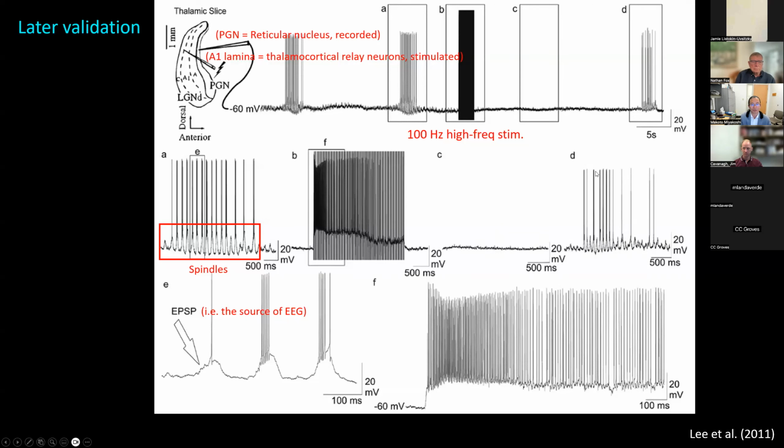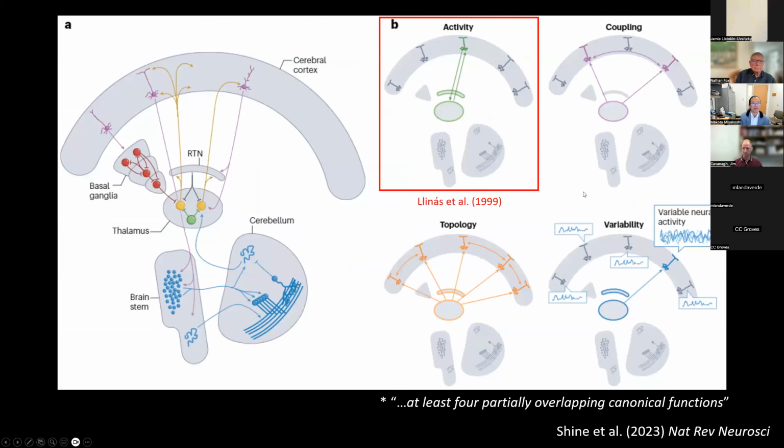So these things are clarified and validated later in this way. That Linus 1999, I think, is the explanation about the activity. So when we see the scalp recorded EEG, what is the generative mechanism of that? Well, if it shows the pathological signs, then probably the thalamic nucleus, and particularly the reticular nucleus, is not working well, so that the thalamus is bursting in a mindless way, as Linus said in the paper.